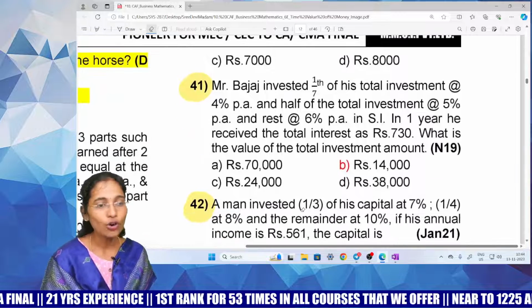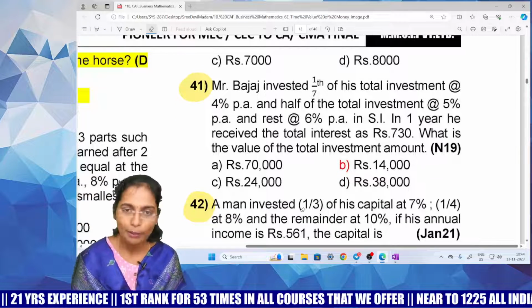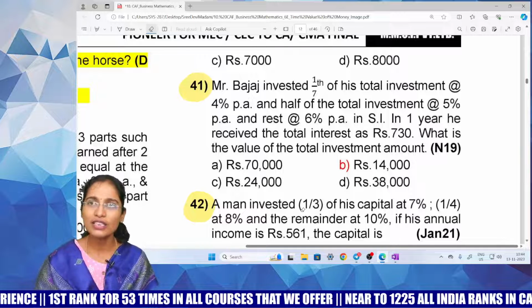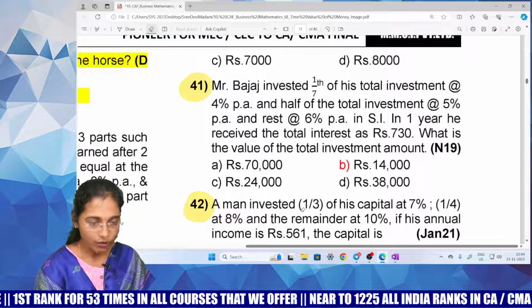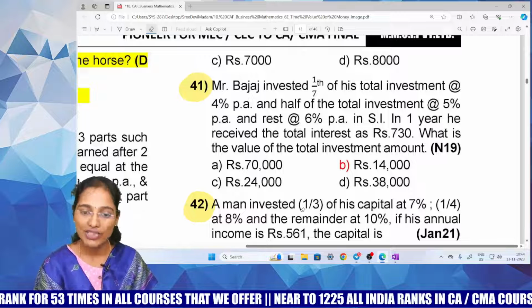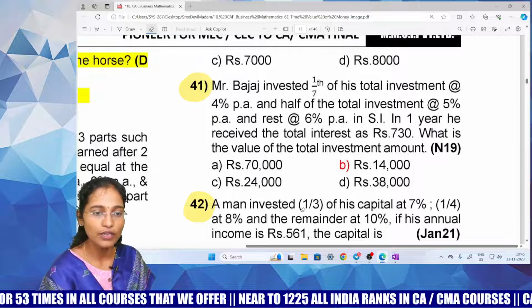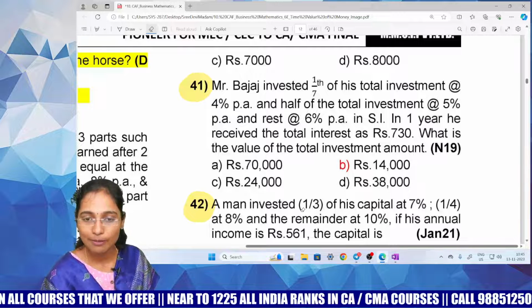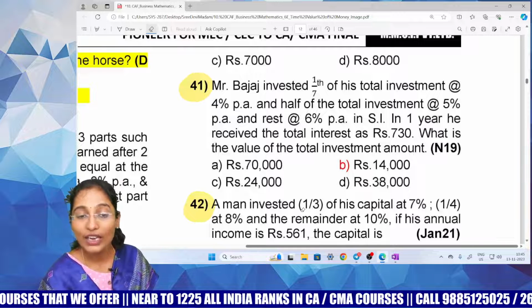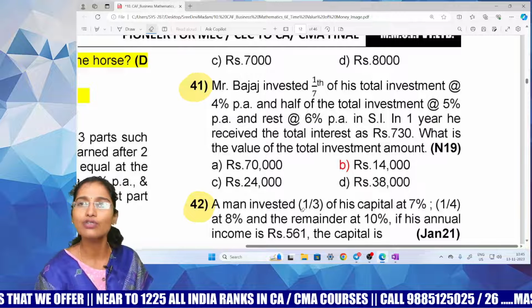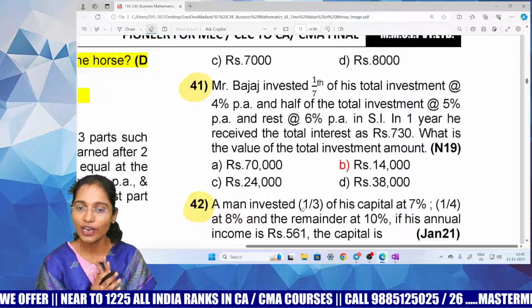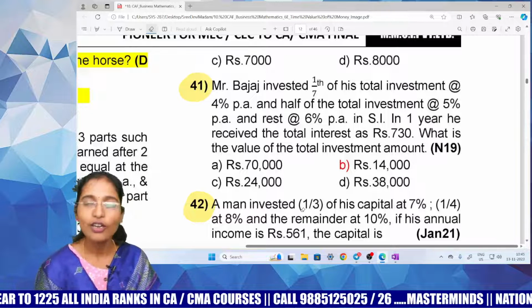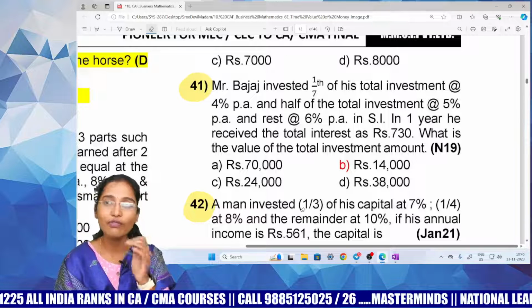So guys, I know for the 41st question, you people will go for option verification. Of course. What will you do, means, for 70,000, let me read out the question first. Mr. Bajaj invested 1/7 of his total investment at 4% per annum and half of the total investment at 5% and the rest at 6% in simple interest. In 1 year, he received a total interest. Total interest means you have to add all the interest, right? Total interest of 730. What is the total value of investment?